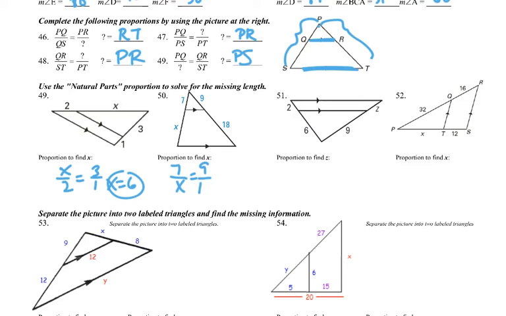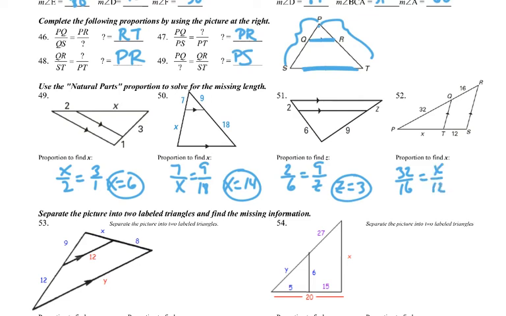7 over x equals 9 over 18, x turns out to be 14. 2 over 6 equals 9 over z. It's almost like it's set up for you. Right here in that one, if you cross multiply, you get 3. And the last one here, 32 over 16 is equal to x over 12, and x is going to turn out to be 6. Is it? No, 24.